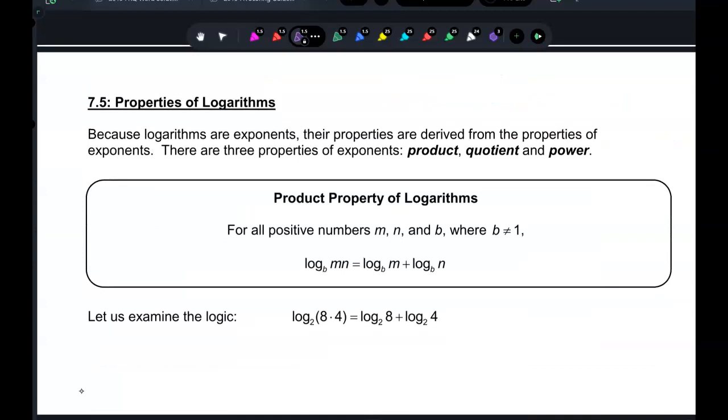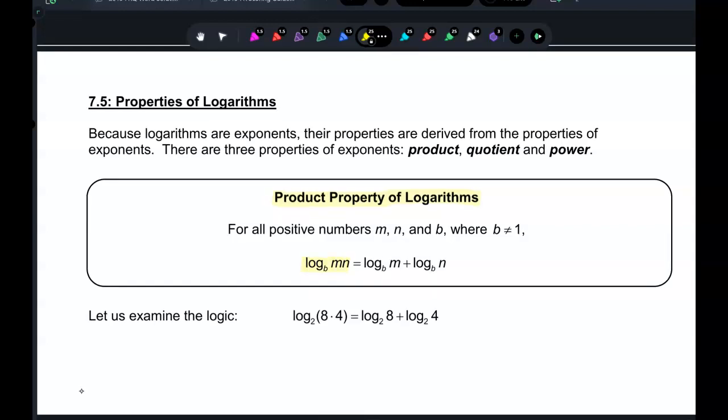Okay, so now we get into 7.5. So we have properties of logarithms, just like we have properties of exponents. So let's take a look at the first one. The first one is the product property. So for all positive numbers m, n, and b, where b is not equal to 1, log base b of m times n is equal to log base b of m plus log base b of n.